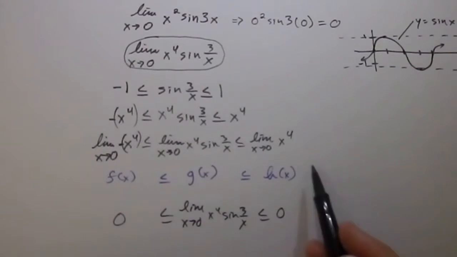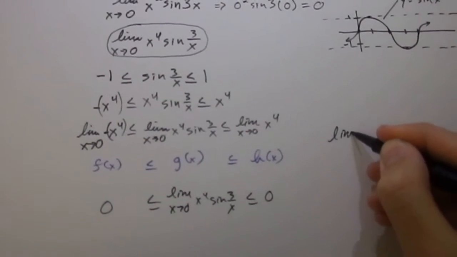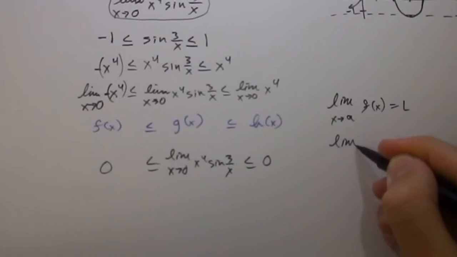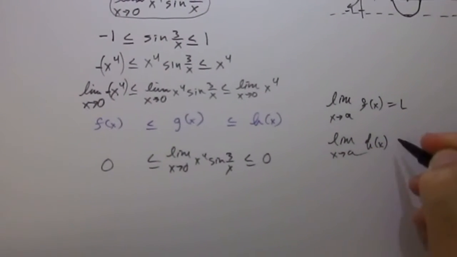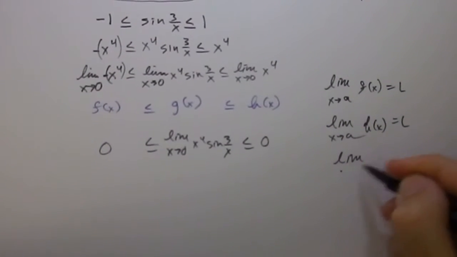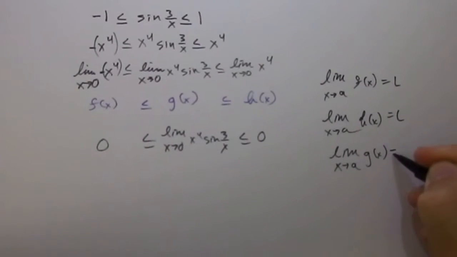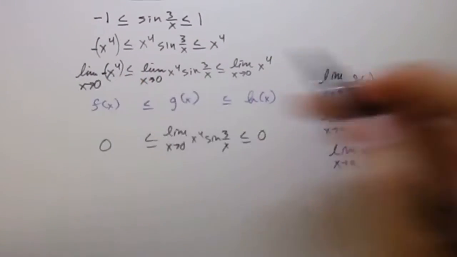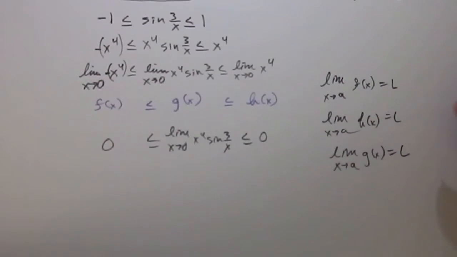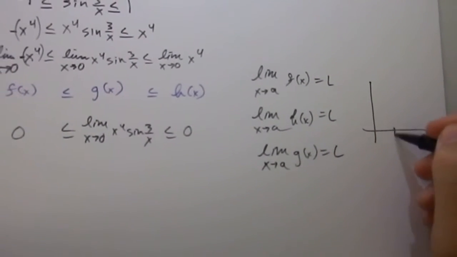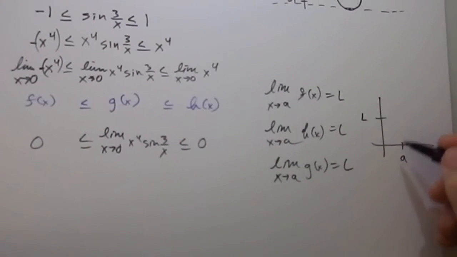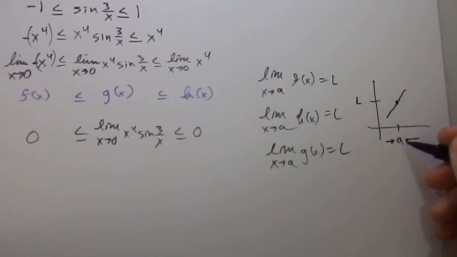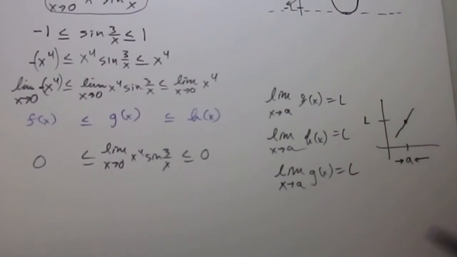Now this is pretty much the squeeze theorem. It says that if the limit of f of x as x approaches some number a equals L, and the limit of h of x as x approaches a equals L, then the limit of g of x as x approaches a has to equal L, because g of x is less than h of x, which is L, and greater than f of x, which is L. So it has to be squeezed in between L. To remind you, here's a, and here is L, and as you approach closer to a, the limit would be L, right here.